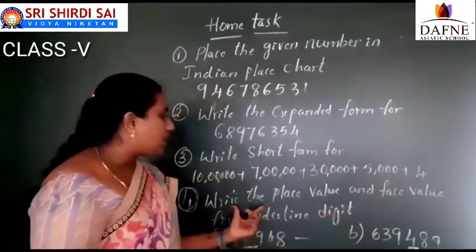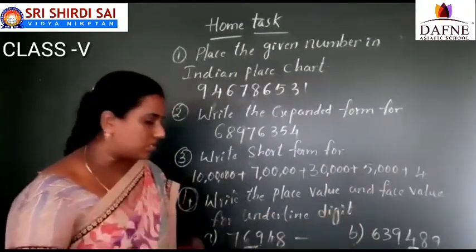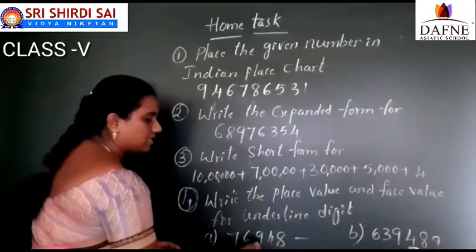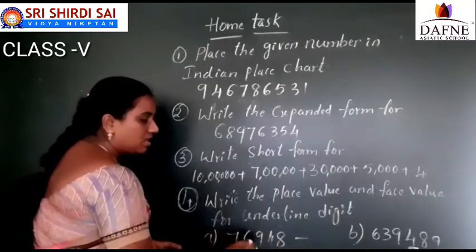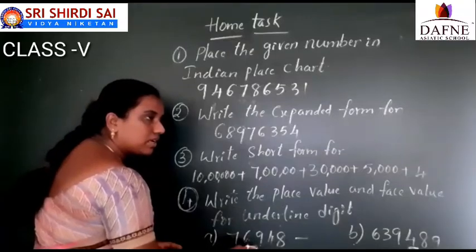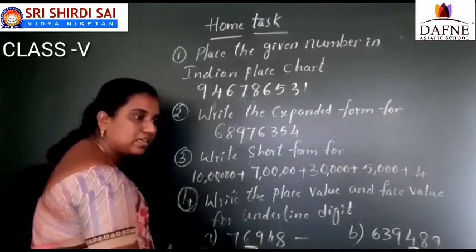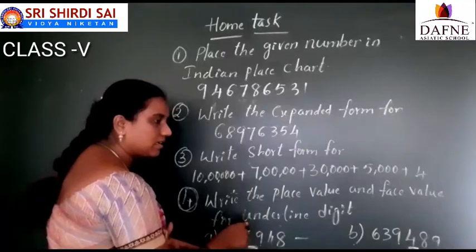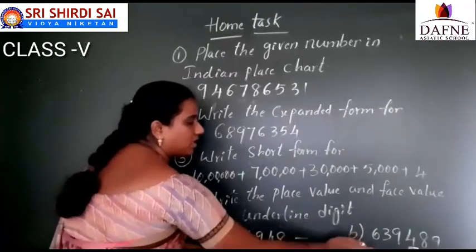Okay, the next one. Write the place value and the face value of the underlined digit. Here I underline 2 numbers. See here, 76948. I underline which number? 6. So write the place values here: ones, tens, hundreds, thousands, 10,000s. So what is the place value here? Place value means face value into position. Face value means the number itself is the face value. Face value of 6 is 6 only. 6 into what is the position? Thousands. So 6 into 1000, 6,000. Like that, in the same way, this one also you have to do.